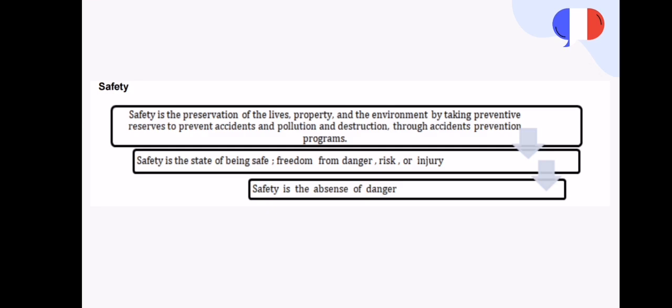Okay, safety. Safety is prevention of harm to lives, property, and environment by taking preventive measures to prevent accidents, pollution, destruction through accident prevention programs. When I say safety, safety is the state of being safe, the freedom from danger, risk, or injury. Hindi si jowa ang safety, di ba? Safety is absence of danger.